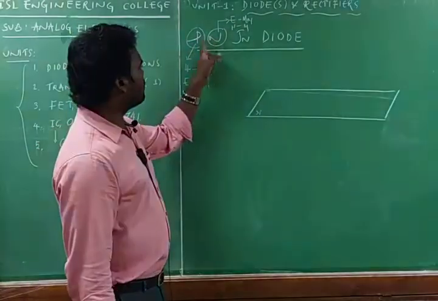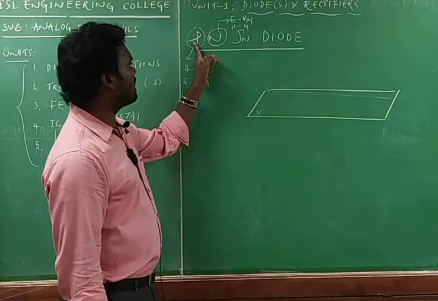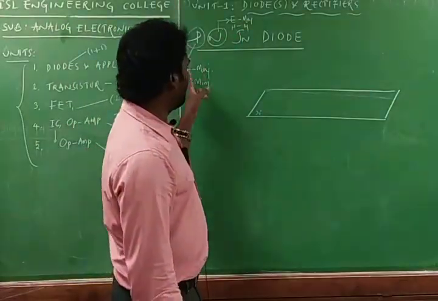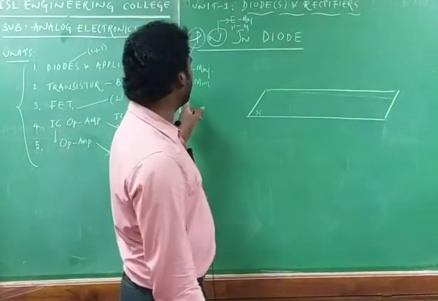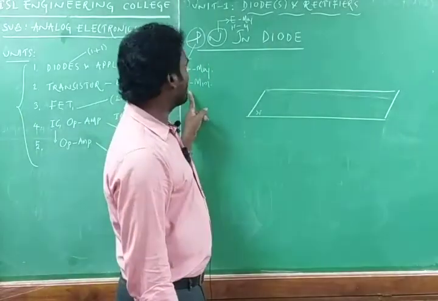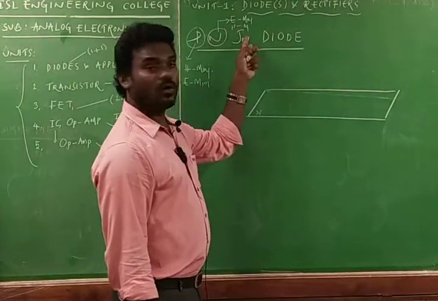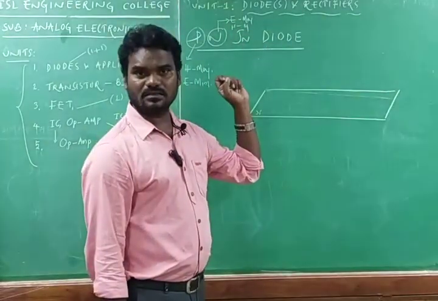Here we require two semiconductors: one is a P-type semiconductor, another one is an N-type semiconductor. P-type semiconductor is the one in which holes are majority charge carriers, electrons are minority charge carriers. N-type semiconductor is the one in which electrons are majority charge carriers, holes are the minority charge carriers.